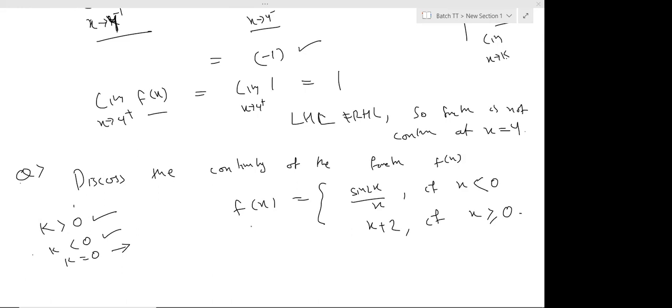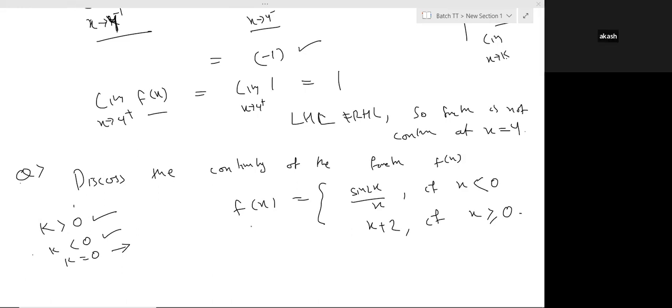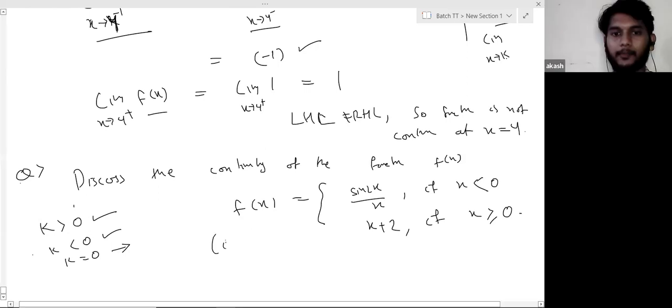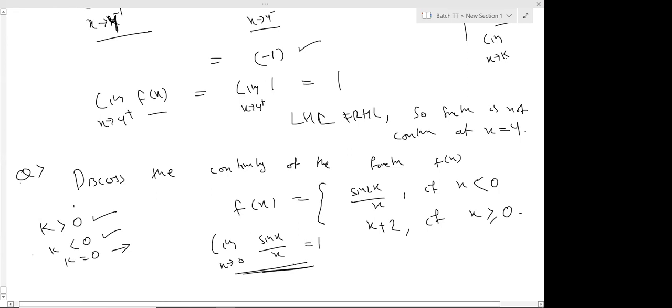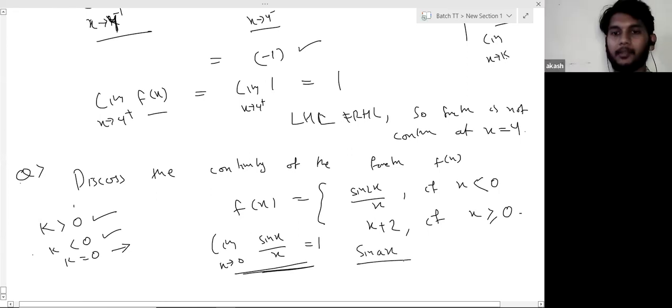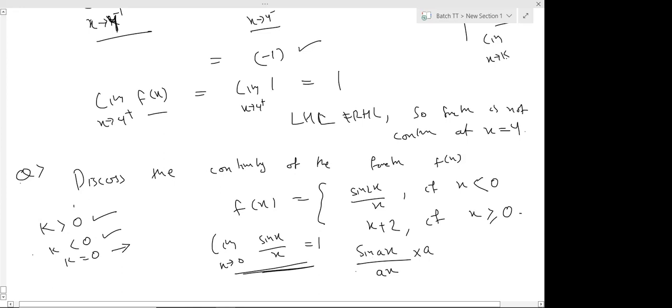You have to use the standard limit here to solve the limit. You have to use sin x upon x is 1. Remember this one? So you have to use this limit. If you have sin ax, then you have to make ax in the denominator also, right? Please use that.